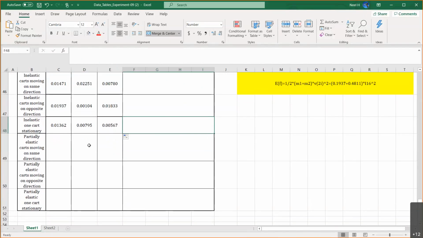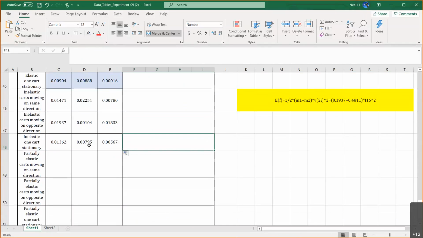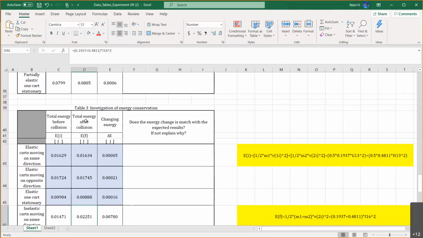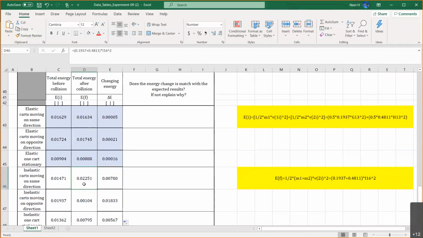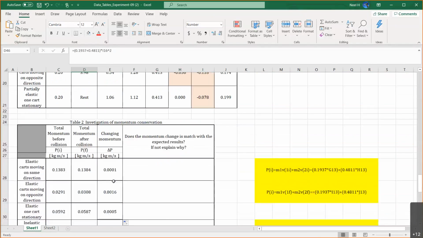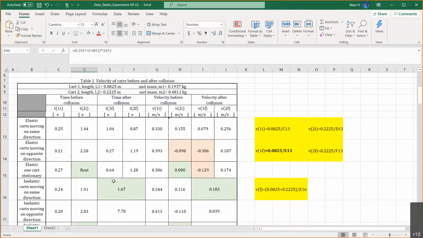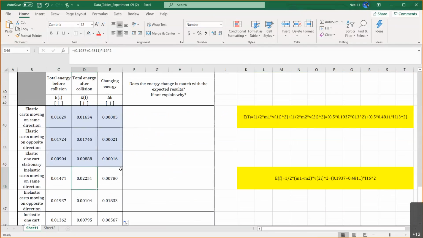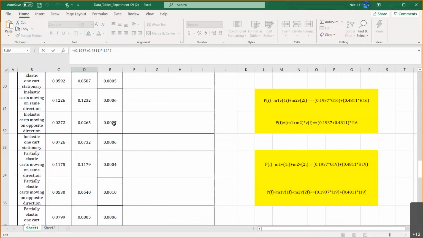Professor. Yeah. For the inelastic cars moving in the same direction, what would you say is the explanation for the final energy being higher? The final energy is actually higher here, right? That's a good question. Energy increasing is almost impossible, really. Let us take a look at whether I made any mistake there. Is that possible? 0.1937 plus 0.4811, I16 to the power 2.